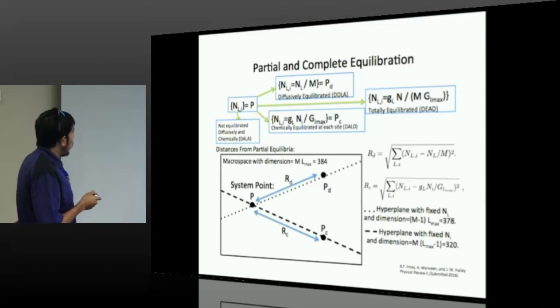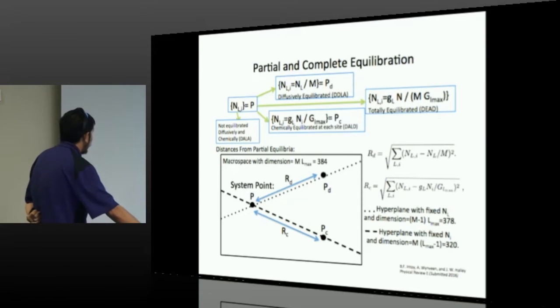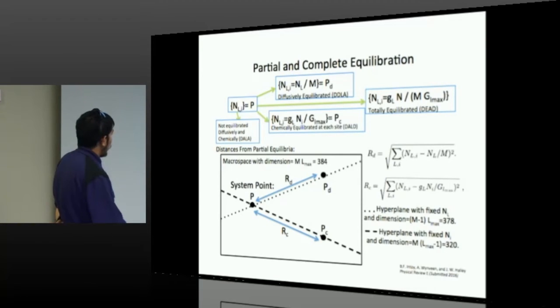To check how far the system is away from these different partial equilibria, we basically take the Euclidean distance between the distributions. We have the distribution of the system point and what it should be if it's partially diffusively equilibrated, and we just take the Euclidean distance. We call that R_D, the distance between the system point and the point at which it's diffusively equilibrated, and R_C, the distance between the system point and the point at which it's chemically equilibrated at each site.